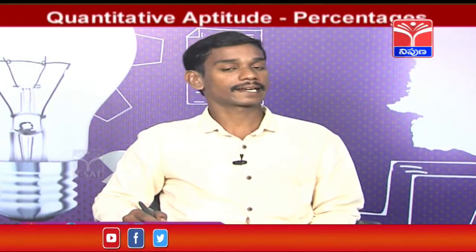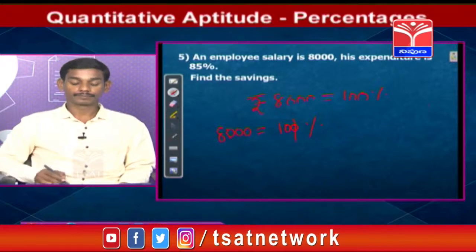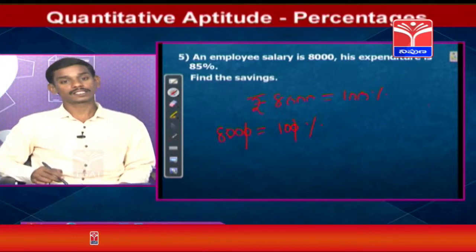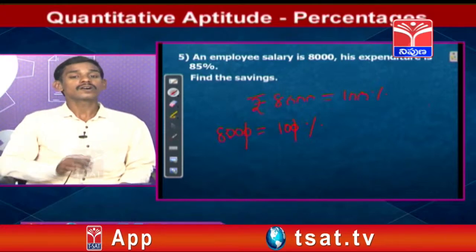So this is the magical tricks method only. So better to remove 10 here and remove right side also 10. So what is the value of 10 percentage? 10 percentage value is 800.